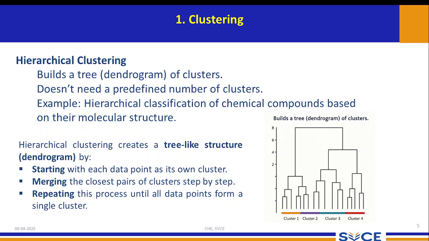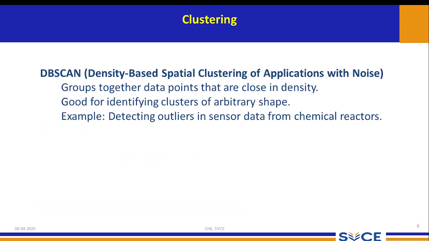And coming to clustering, we have another one, DBSCAN, that is density-based spatial clustering of applications with noise. So what is DBSCAN? D stands for density, B stands for based, S stands for spatial, and C stands for clustering of applications with noise. It groups together data points that are close in density. Whichever points have the same density, we group them together.